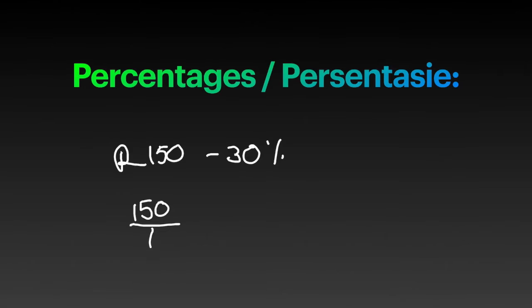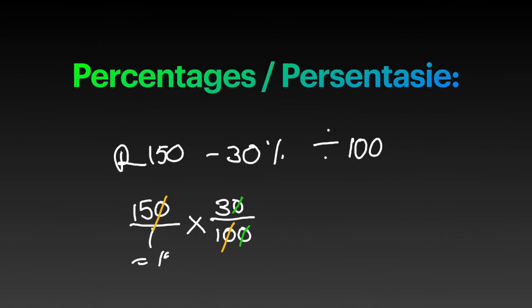We make a fraction. Times, because we're working with multiplication. 30 over 100. Why 30 over 100? Because percentage means to divide by 100. That is what percentage means. So now we're going to divide. 10 goes into 100 10 times, goes into 30 3 times. 10 goes into 10 once and goes into 150 15 times.